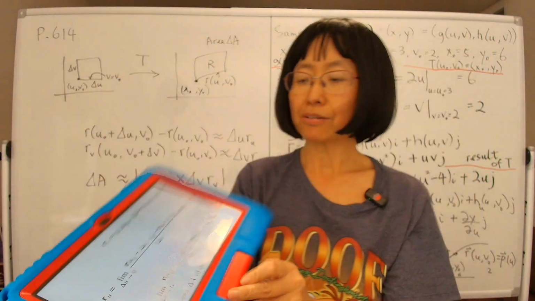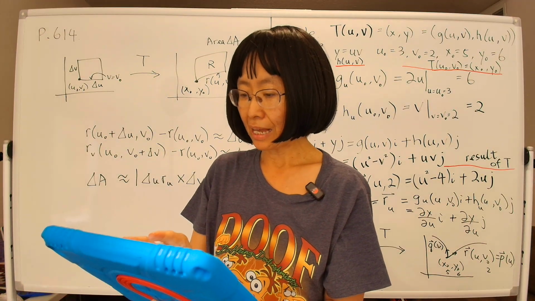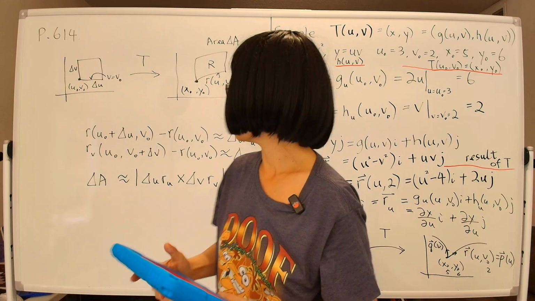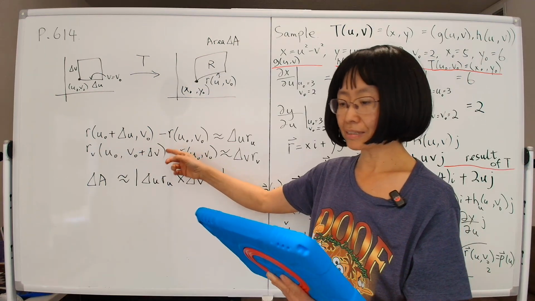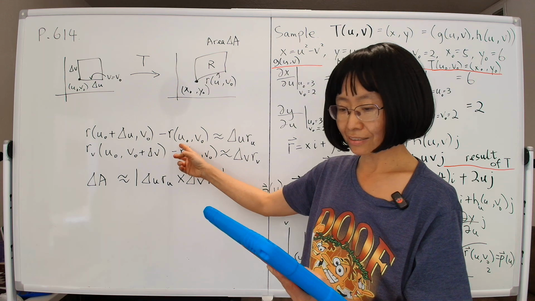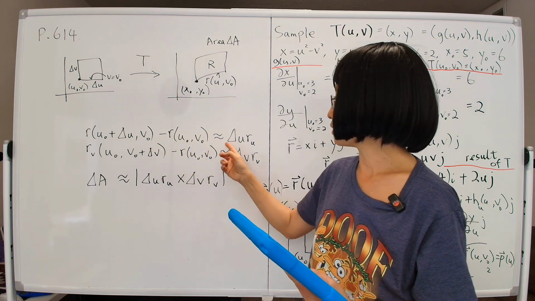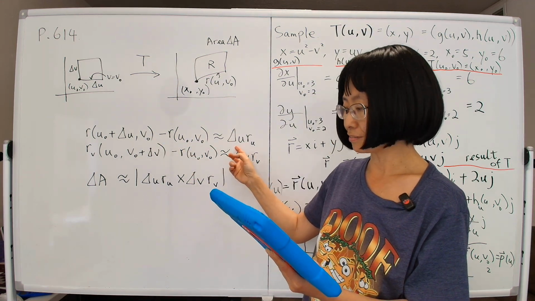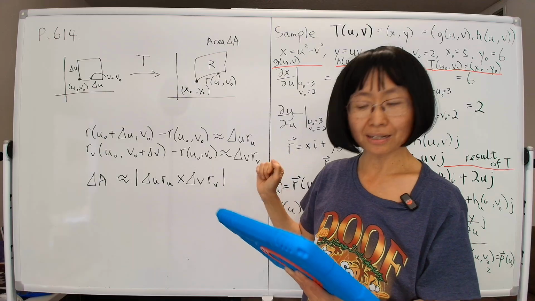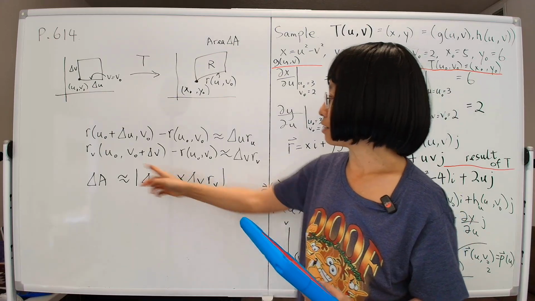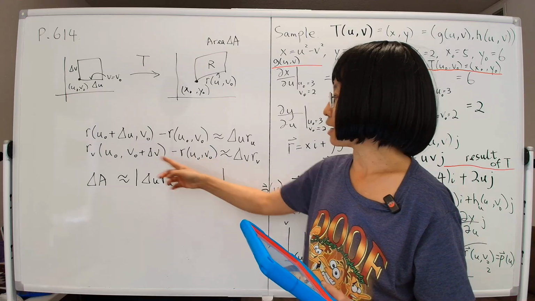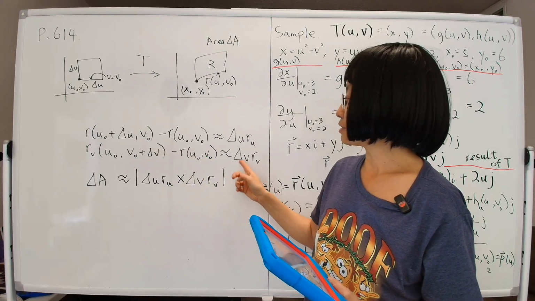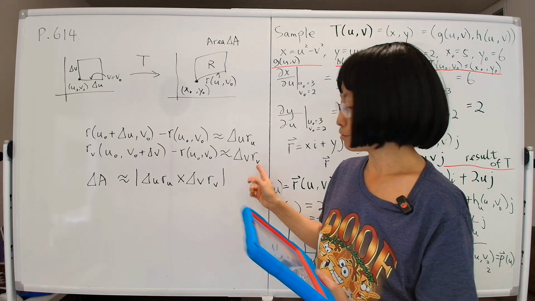Now that equation can be rewritten as an approximation like this. This is the rewritten approximation. That means the subtraction in the numerator is the same as the denominator, which is delta u times our u. Similar for our v, the exact same situation applies, except that now you're dividing by delta v, and so that is equal to partial r partial v.